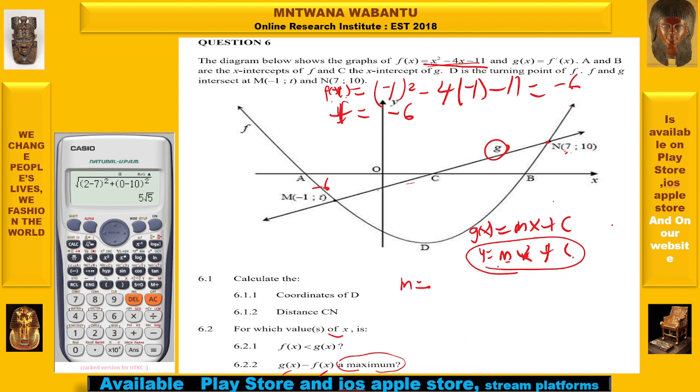Okay, to get slope, take y at this point, because we want to get slope of this line. Y at N minus y at M, because you take the point which lies on this line, minus y at this point, and then over x at that point, minus x at this point. Okay? So then you say 10 plus, because if you plug negative, negative is going to be plus, this can give us 16, and then 7 minus minus can be plus, can give us 8, equal to 2. So our slope equal to 2.